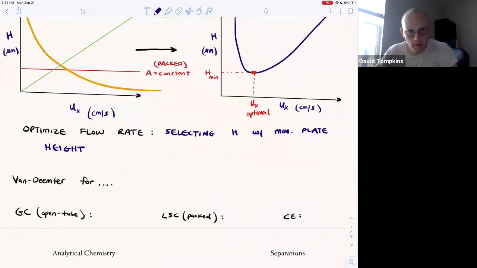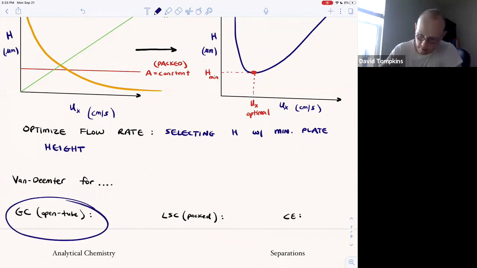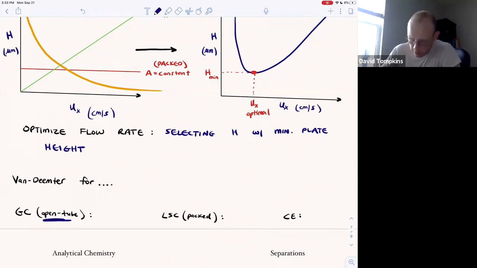So a couple more questions that you could be asked related to the Van Deemter equation include just simply writing the equation and explaining the terms for specific types of separations. So for GC, where you have an open tubular column, recall that there is only one path through the column, and the multiple paths term is 0. Then the Van Deemter equation becomes simply the B term and the C term.